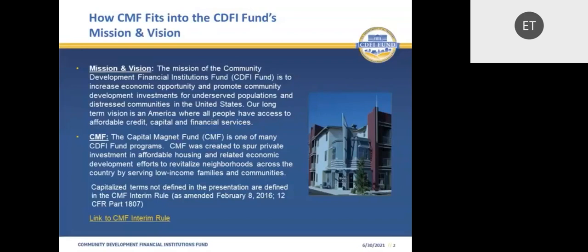The Capital Magnet Fund, or CMF as we call it, is one of several programs run by the CDFI Fund. CMF is created to spur private investment in affordable housing and related economic development efforts to revitalize low-income communities across the country by serving low-income families and communities. Just a note on this presentation, capitalized terms here refer to the CMF interim rule, which is 12 CFR Part 1807. And so if you're interested in the program, I do recommend you take a look at that rule.